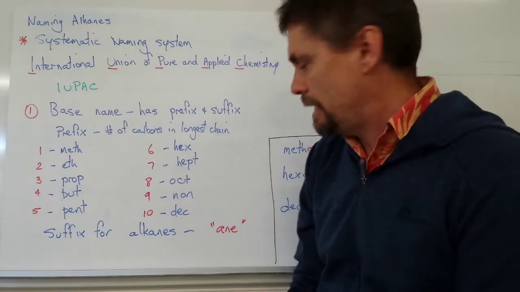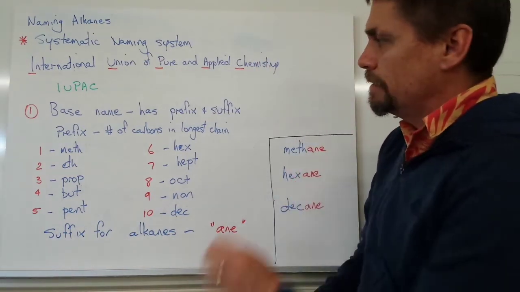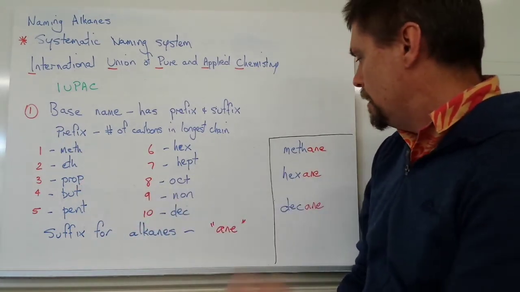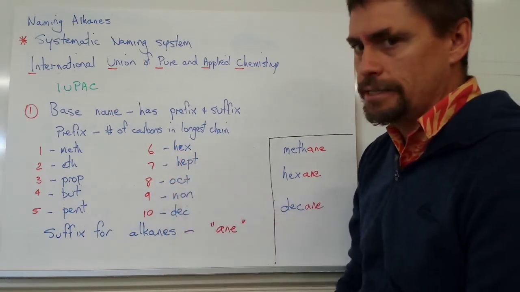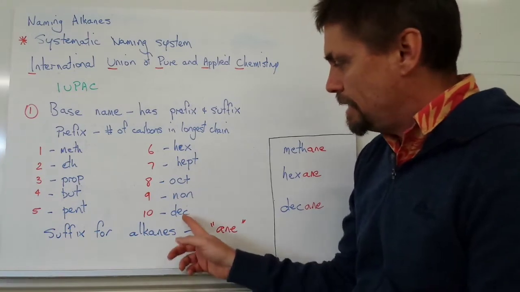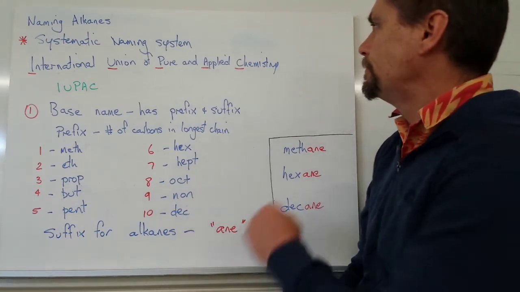So let's take 3 examples. We have methane, so that means that it's got 1 carbon and it's an alkane. We have hexane, so we have 6 carbons and it's an alkane. And we have decane, 10 carbons and it's an alkane, so we call it decane.